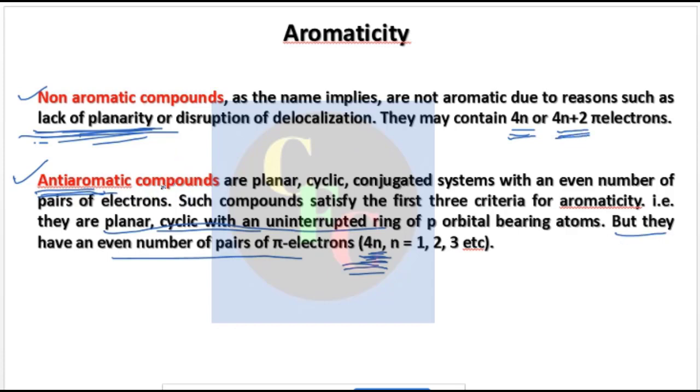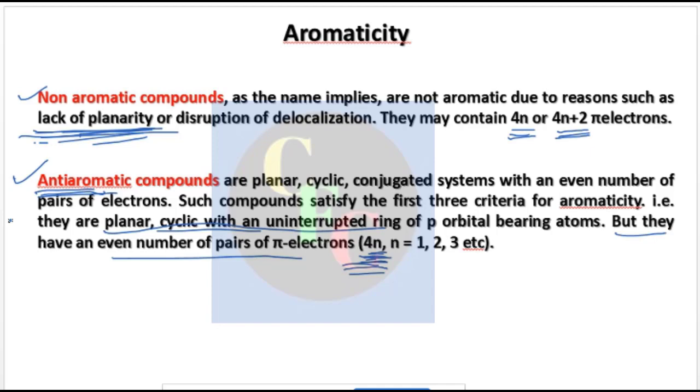So the difference between anti-aromatic and non-aromatic is: anti-aromatic is cyclic, planar, uninterrupted system, same as aromatic is good, but it does not have 4n plus 2 pi electrons. It has only 4n electrons. That's why they are called anti-aromatic, right? Now we will see specific examples of these systems.